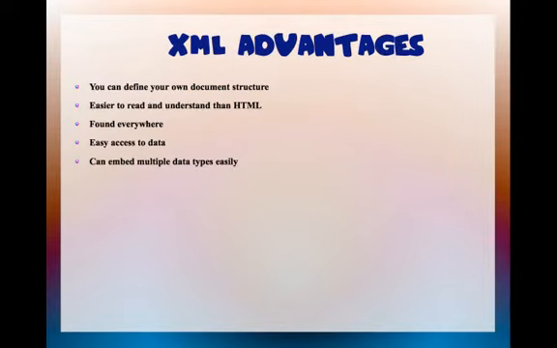XML has its own set of advantages as well. Not having predefined tags is a good thing because that way the author can define his or her own document structure. And because of the creation of your own document structure, it's way easier to read and understand than HTML is. It's also found all over the place, such as the web, and it's very common for data transmission between applications. It even allows these applications to access your data, even ones that assist people with disabilities, such as having a program to allow blind people to read Braille. And also, XML documents can embed multiple data types easily, such as a Java applet.